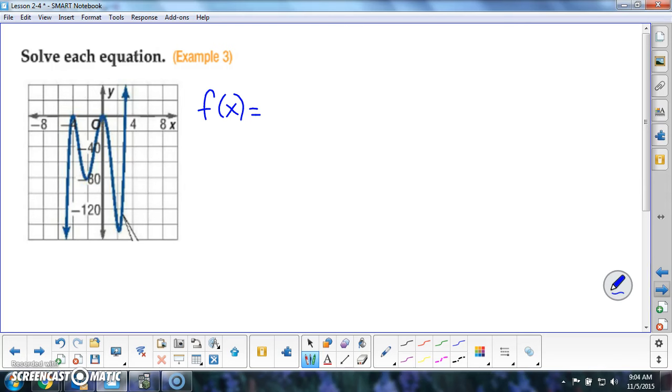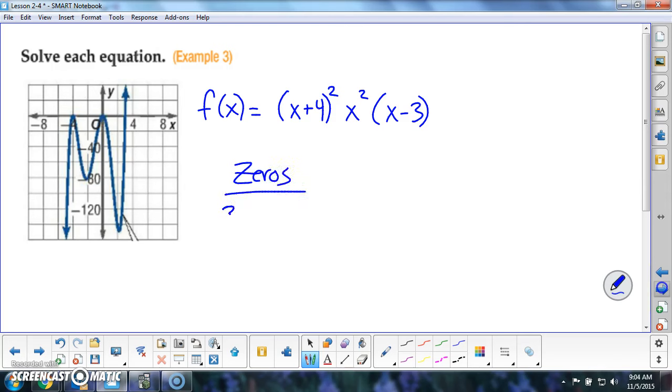Looks like it's touching at -4, so I'm going to say x plus 4 to the 2nd power, multiplicity 2. Looks like it touches at 0, so I'm going to put an x squared in it. And then it looks like it crosses at 3, so I write x minus 3. So my solutions, my zeros, are 3, 0 of multiplicity 2, and then at -4 with multiplicity 2. So you're listing the zeros and any multiplicities.